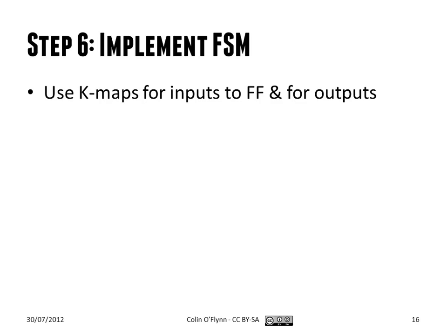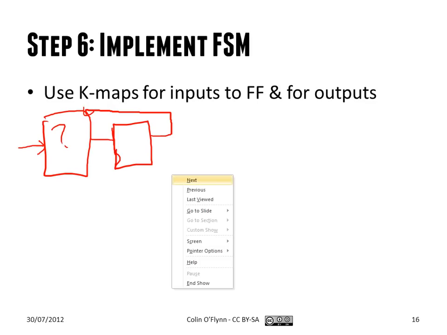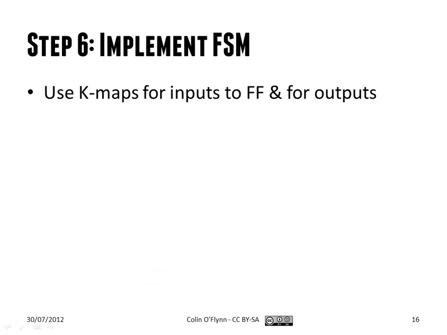Step six is we use K-maps, just like the counter design. We have some flip-flop inputs, and we need to design this input logic. The input logic depends both on the flip-flop state, so the state of the finite state machine, and the current input. So we can draw this a little better.